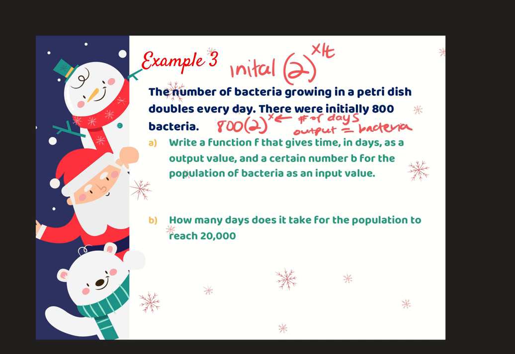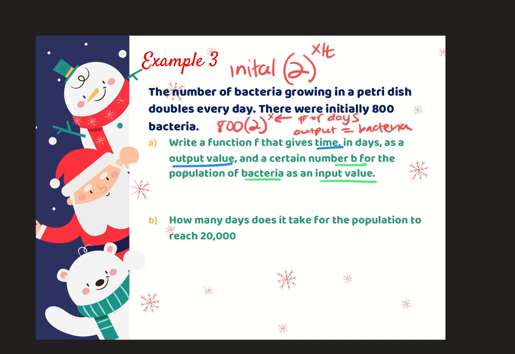So then now read A. Write a function f that gives time in days as the output value. So now it wants the time as your output value, and it wants the bacteria as the input value. So how do I switch these? Think about how I could get to that exponent. I'm going to log it, right? So I can either switch my variables and solve for the other one, or simply just solve for the other one.